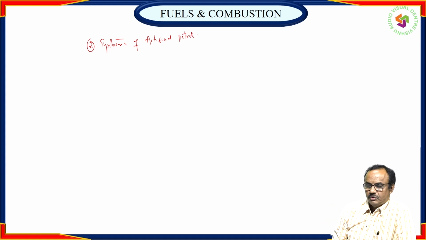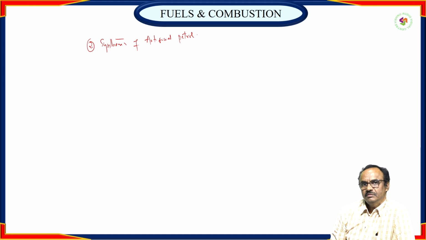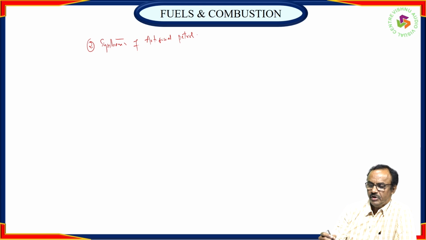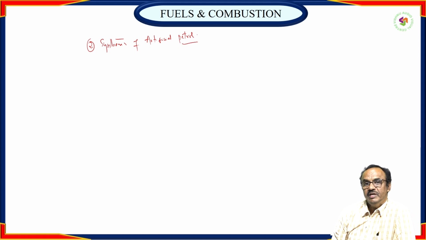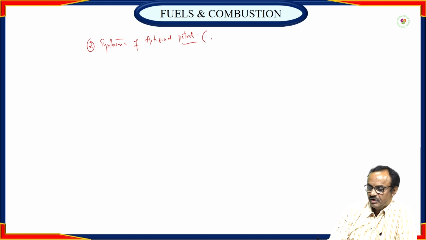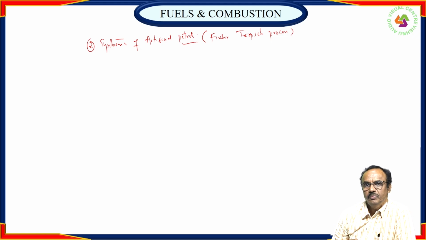So we can synthesize artificial crude oil. If you synthesize artificial crude oil, we can get kerosene or petrol, diesel oil also, like that. Main important product among this is gasoline or petrol. So we can do this by Fischer-Tropsch process. Name of the process is Fischer-Tropsch process. Synthesis of artificial petrol by Fischer-Tropsch process.